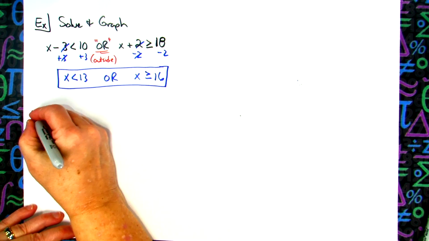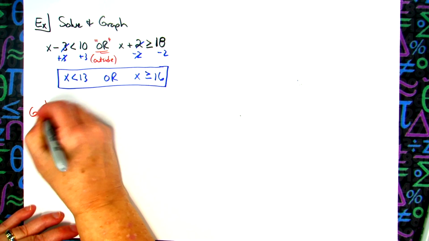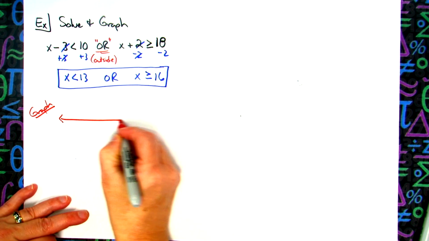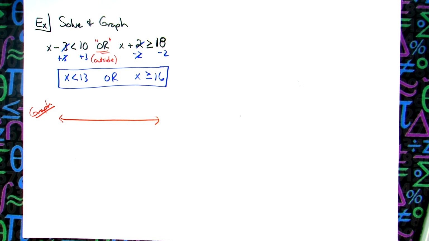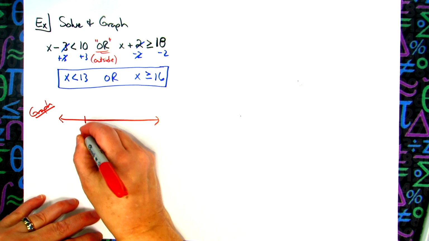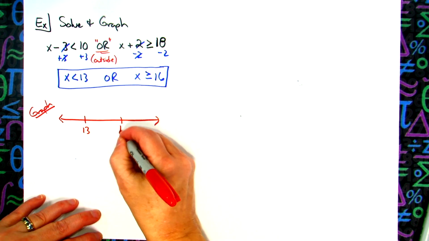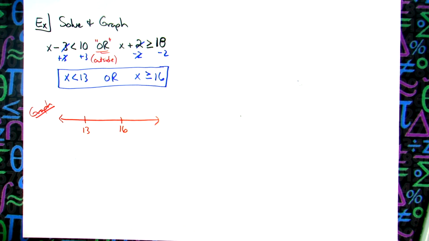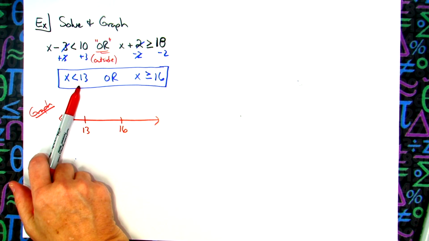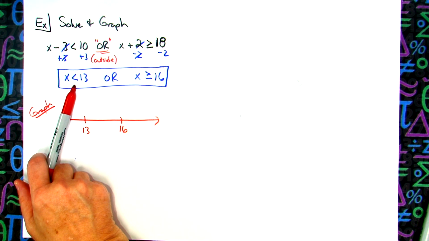Now we're going to graph it. And we're going to cross our fingers and hope this works. I think it does. What two numbers go on the number line? 13 and 16. So I'm going to do 13. I'm going to do 16. On the 13, what kind of dot am I going to have? Is it going to be open or closed? Open. Why? Why?